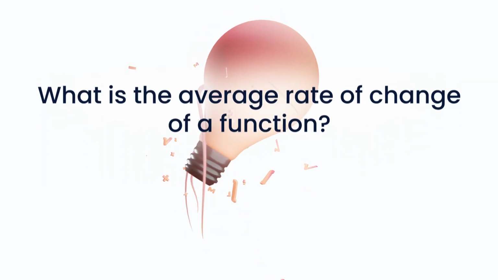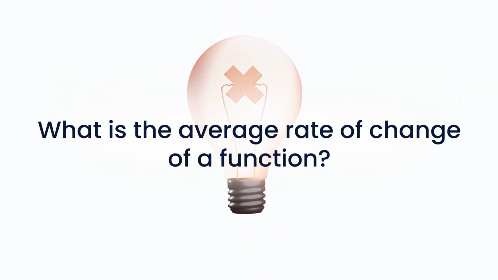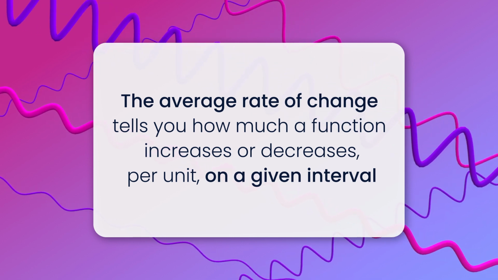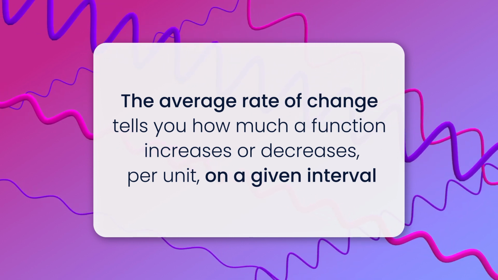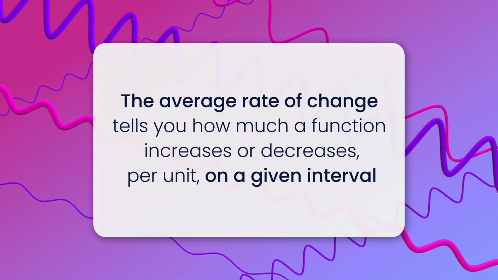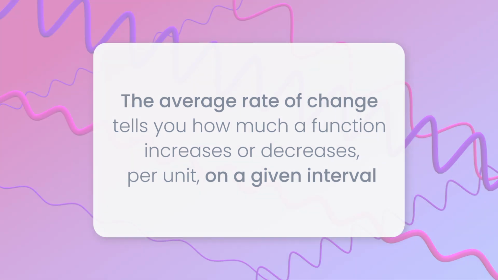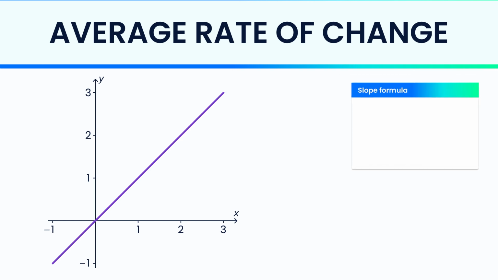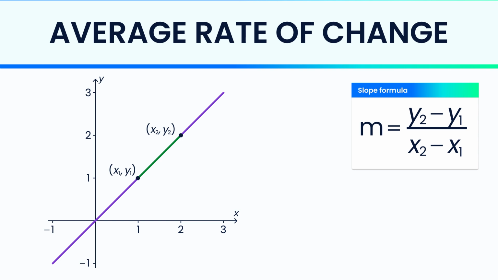What is the average rate of change of a function? The average rate of change tells you how much a function increases or decreases per unit on a given interval. To calculate the average rate of change of a function, you use the slope formula together with the endpoints of the interval. Let's discover how.